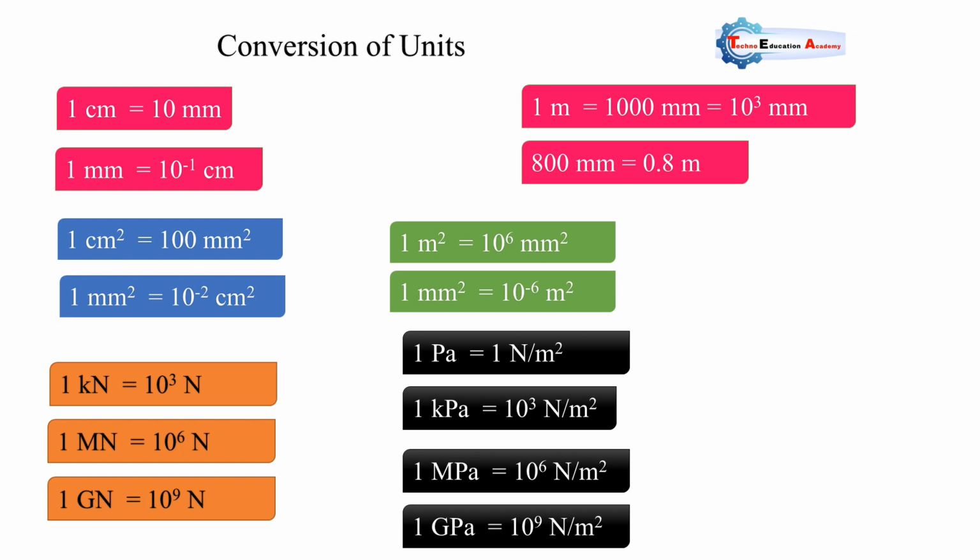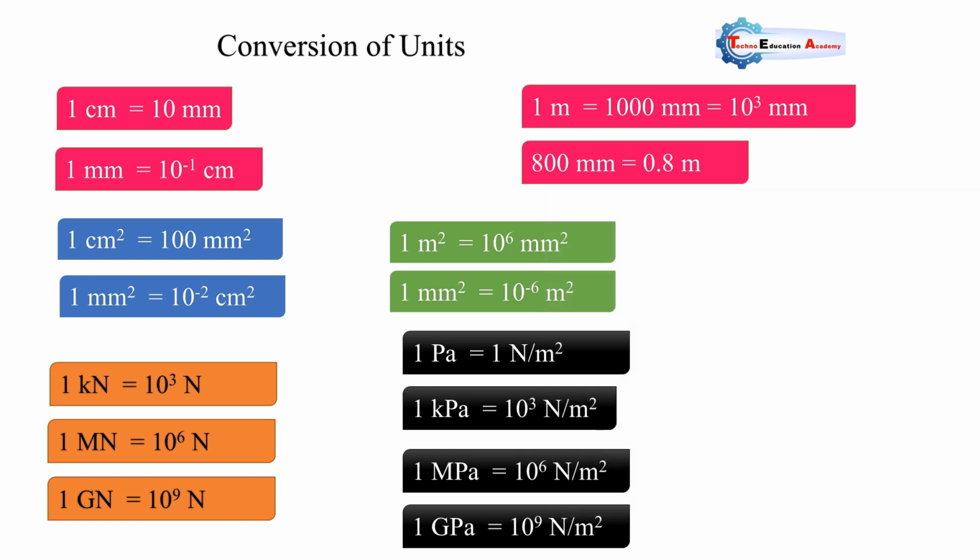Here 1 Pascal equal to 1 Newton per meter square. As we know that Pascal and Newton per meter square is a unit of pressure. Pressure means the force applied perpendicular to the surface of an object per unit area over which that force is distributed.